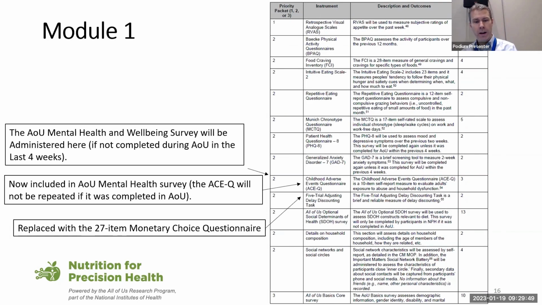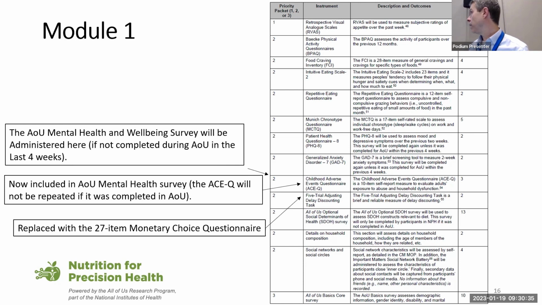Now, here we have the next series of instruments. The thing I want to note is that the All of Us Mental Health and Wellbeing Survey is slotted right into this little area right here. So that's where people will complete it. Also, please recognize that a lot of the constructs that we wanted to assess were already assessed in the All of Us instruments. So it took us a long time to do a compare and contrast and eliminate things that were redundant. As far as we can tell, the ACE-Q, the Childhood Adverse Events Questionnaire, is administered in the mental health survey. So this will be eliminated because it will be captured in the mental health survey. We're not going to administer it twice.